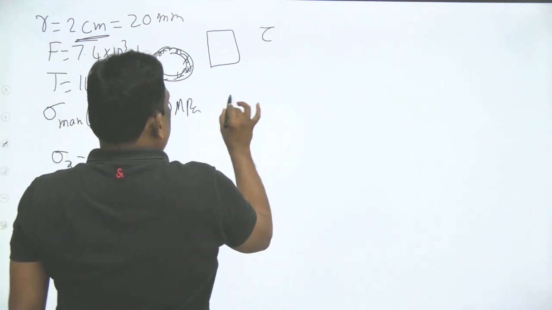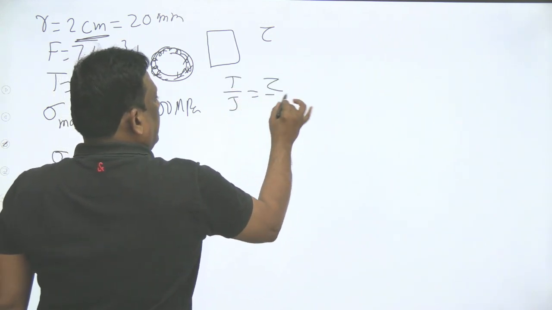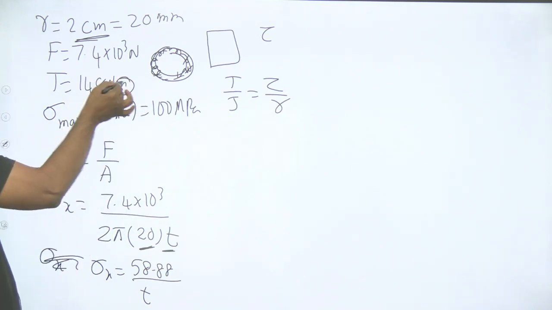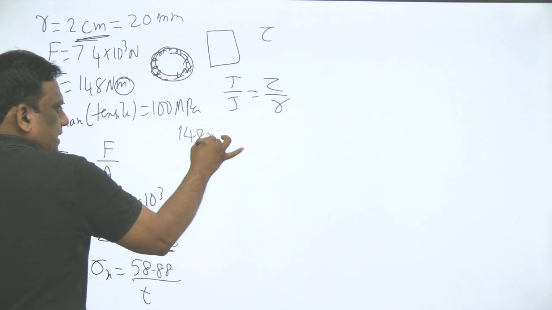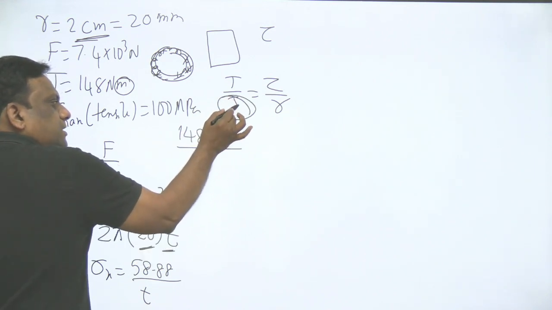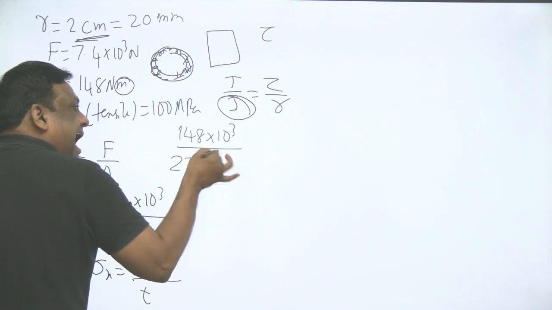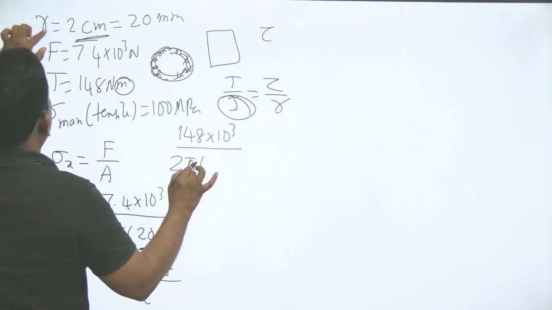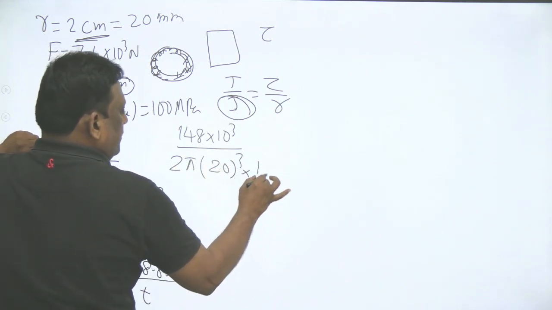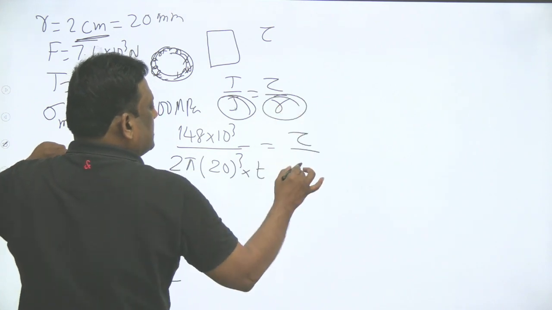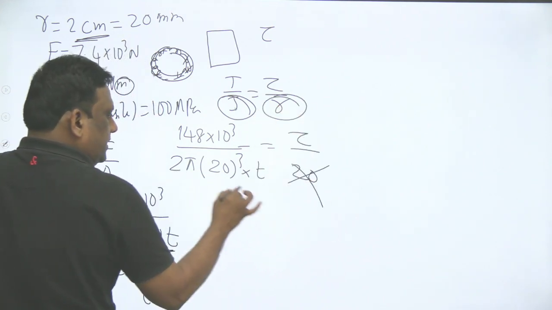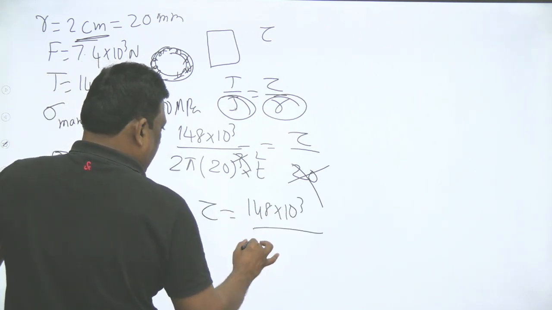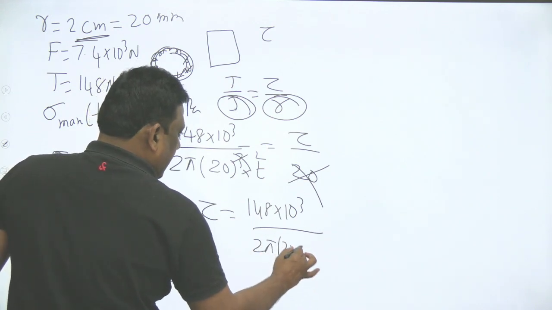Now let's calculate the torque. You know that for torsion, T by J is equal to tau by R. Let's keep the torque in Newton mm, so 148 into 10 power 3. For a thin shell, the polar moment of inertia J is 2 pi r cube t, with the radius 20 mm and the thickness unknown. This should equal tau by r, where r is 20 mm, so one 20 cancels. So tau is equal to 148 into 10 power 3 by 2 pi into 20 square into t.